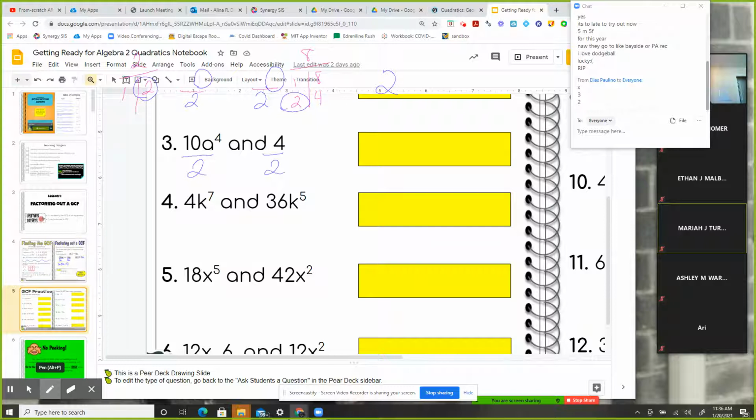So let's kick it up a notch. My greatest common factor goes to the outside of the parentheses, right? What is 10 divided by 2? 5. So inside the parentheses, I need a 5, and then I keep that a to the 4th power. And then I don't have an operation in there, so I'm just going to write the word and. And then 4 divided by 2, it's what? You said 4 divided by 2? Mm-hmm. That's 2. That's just 2.